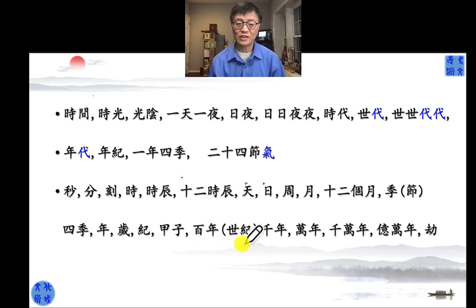It's very strange because we said 纪 is 12 years, while 世纪 is used to describe 100 years. I don't know. It's just kind of customs passed on in history. 千年, you got it. 千, or 1,000 years. 万年, 10,000 years. 千万年 means tens of millions of years. 千万年. Then, 亿万年. Billions, trillions of years. 亿万年.